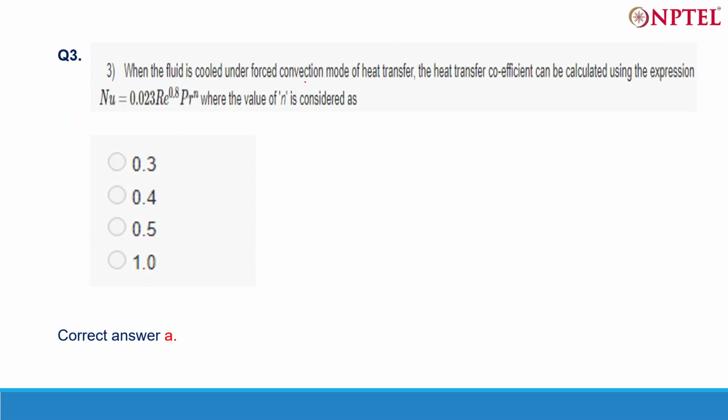When the fluid is cooled under forced convection mode of heat transfer, the heat transfer coefficient can be calculated using the expression Nu equal to 0.023 Re to the power 0.8 and Prandtl number to the power n. This formula is the Dittus-Boelter equation, and for cooling the Prandtl number exponent n equals 0.3. So the correct answer is 0.3. This is a very important expression, very important. Let me write it down.